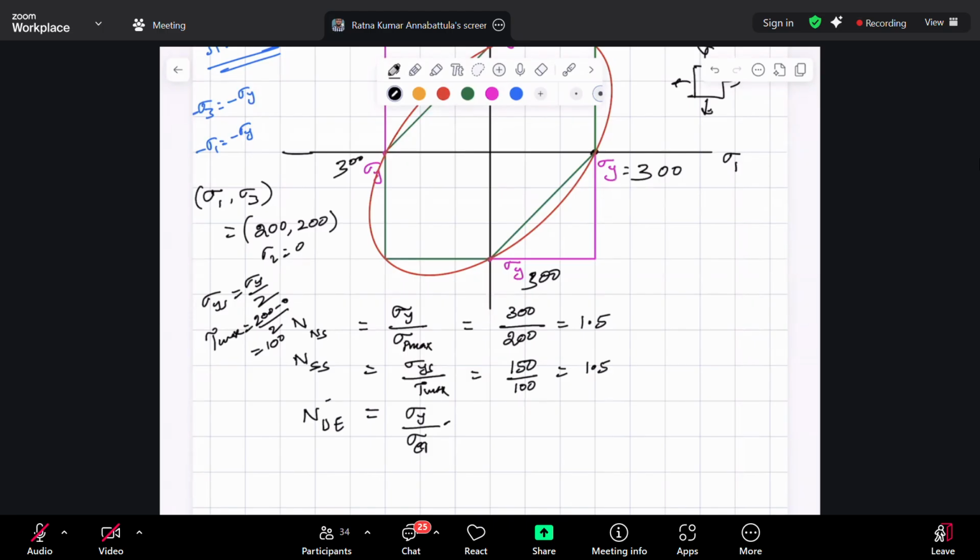Now let us try to understand this. Depending on the state of stress, your factor of safety for different failure theories is changing. That can be nicely understood by this graph. How do you calculate the factor of safety from the graph? This is your 200 by 200, and 200 comma 100 is this point, isn't it?